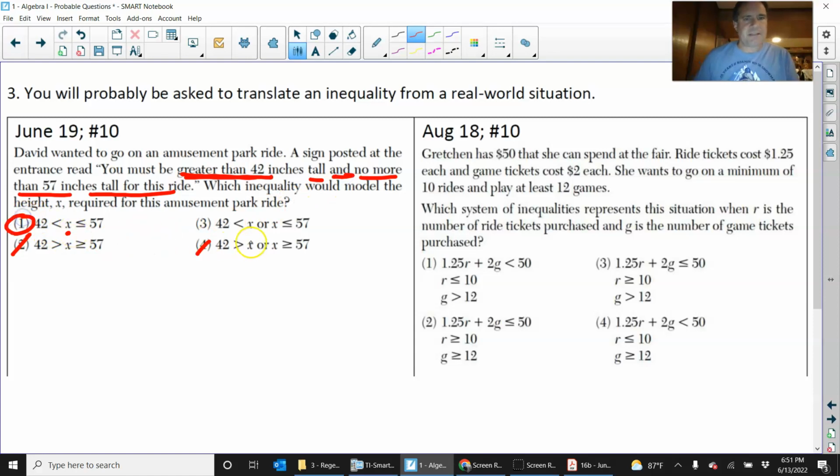So you have to pick this. You cannot pick anything with "or." I should have canceled out 3 right off the bat. I didn't. From the August 2018 Regents, this is number 10.